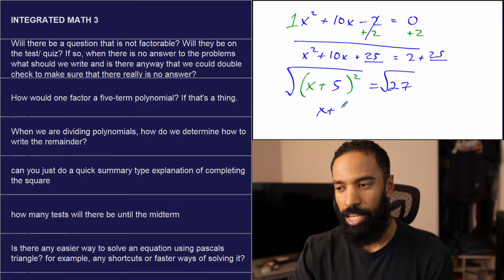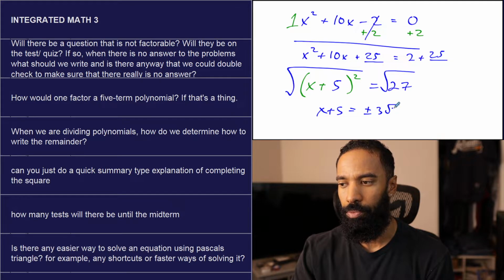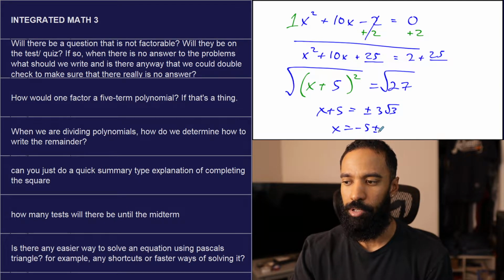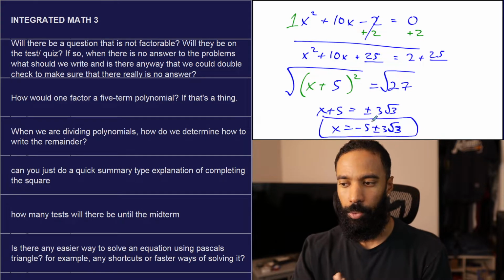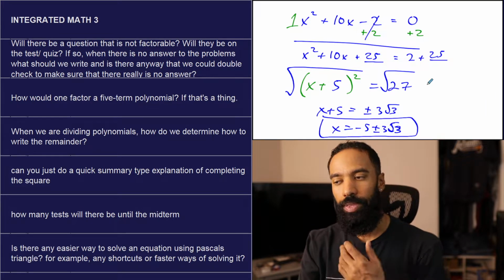Square root of both sides, x plus 5 is plus or minus 3 root 3. Subtract 5, x is negative 5 plus or minus 3 root 3. The idea is two solutions there, two irrationals, or imaginaries, or whatever we'd come up with. And we could do that now in that way.